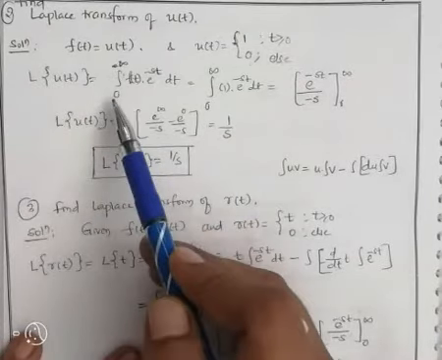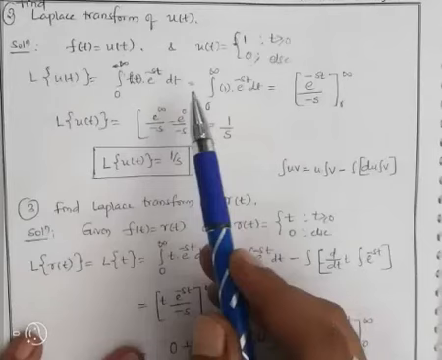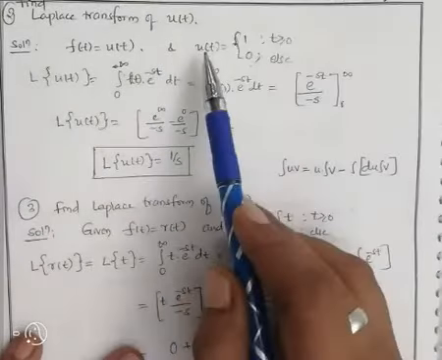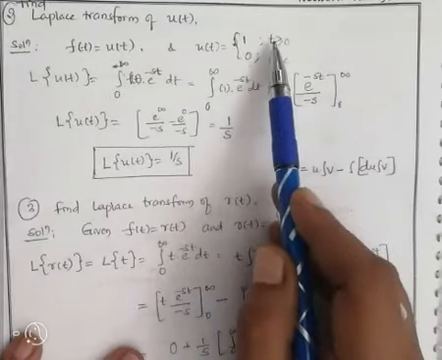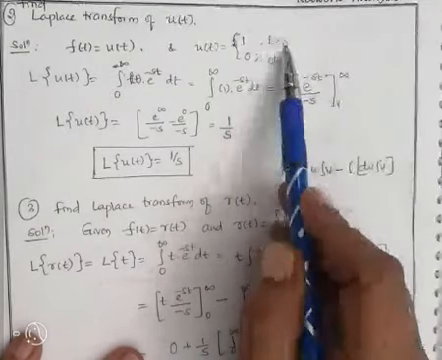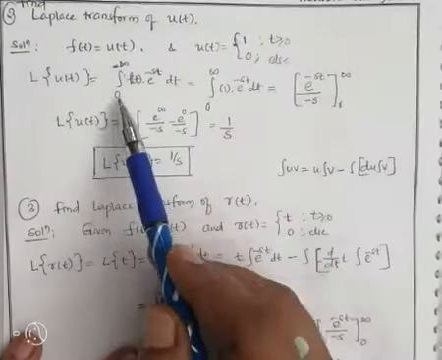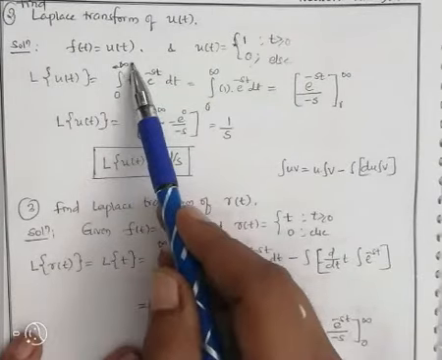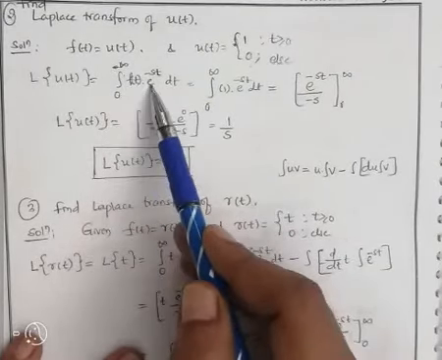Instead of writing minus infinity to plus infinity, I am going to write 0 to infinity, because the step function u of t is present only if the value of t is greater than or equal to 0. Because of that reason, I have taken the limits as 0 to infinity. Hence, f of t e to the power minus st dt.